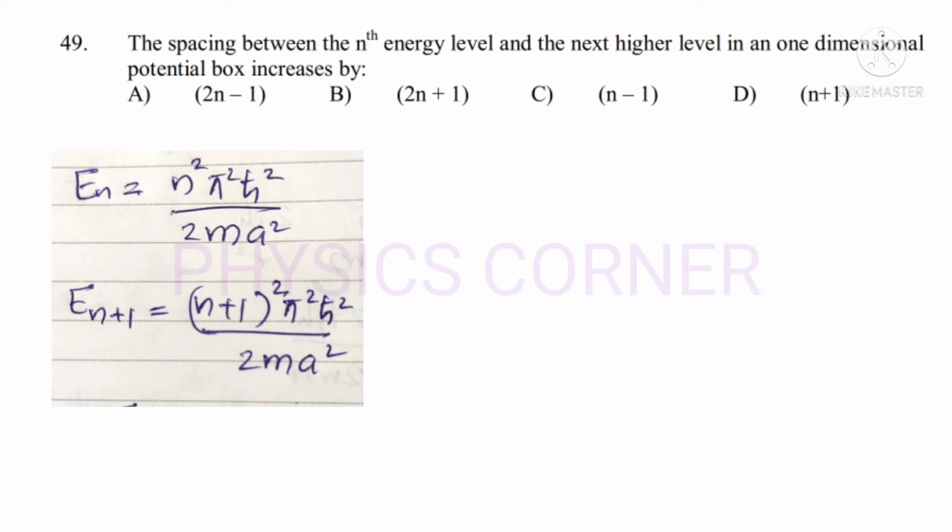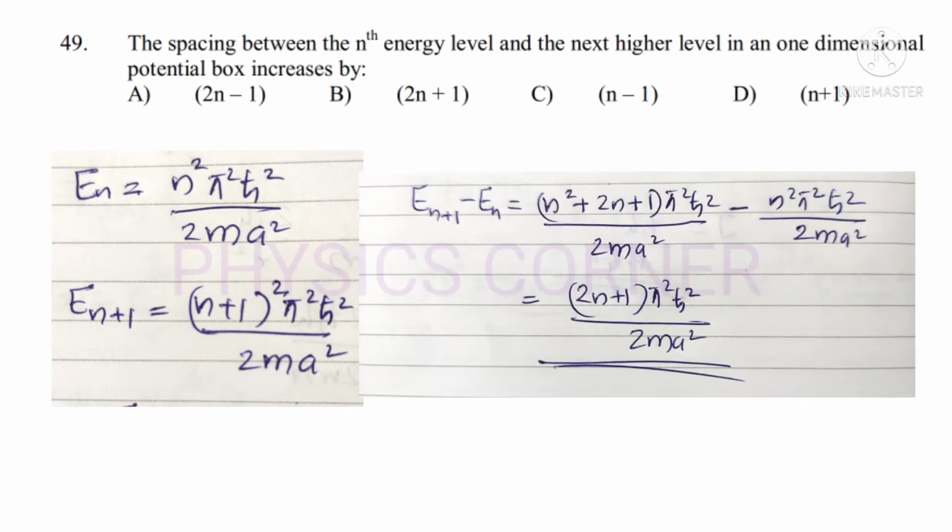Okay, so for the nth energy level eigenvalue, the expression we know is En is equal to n square pi square h cut square by 2ma square, where A is the length of the box. Okay, so we can write En plus 1, which is the energy eigenvalue for the next higher level, that is En plus 1 equal to n plus 1 all square pi square h cut square by 2ma square, right?